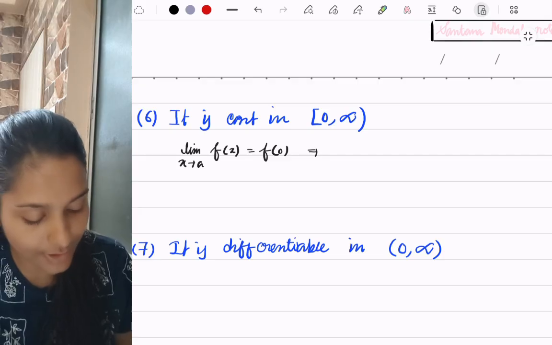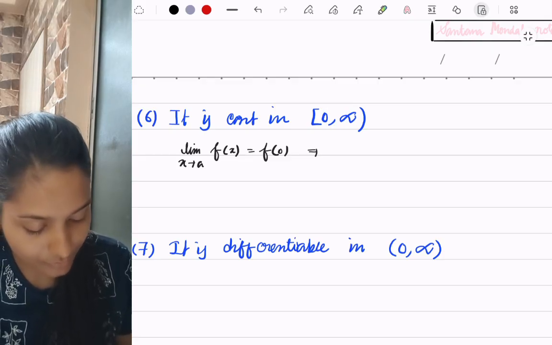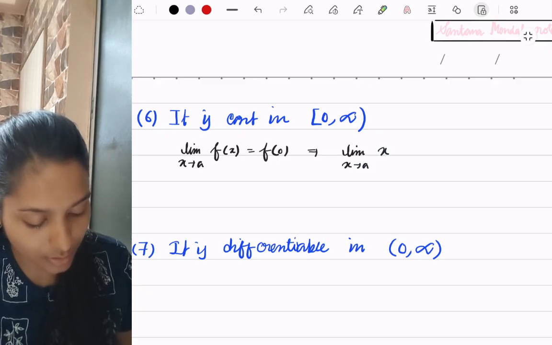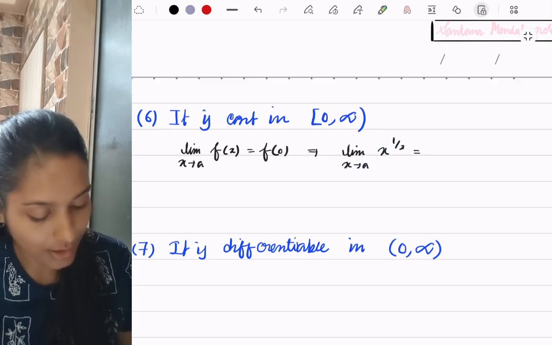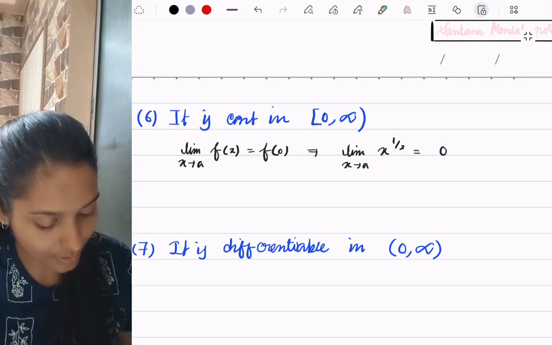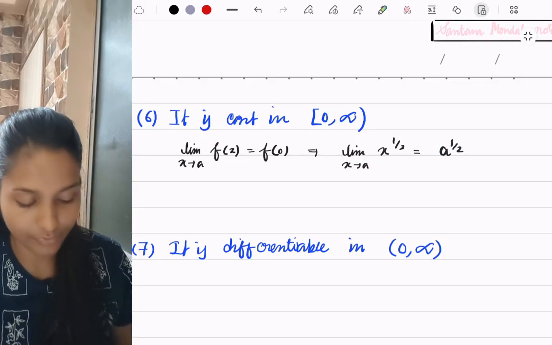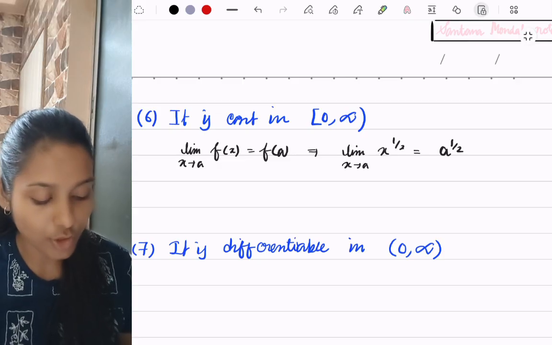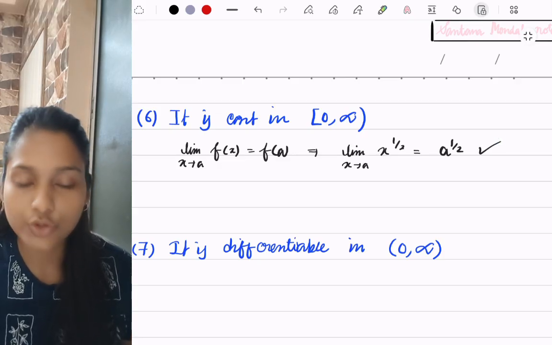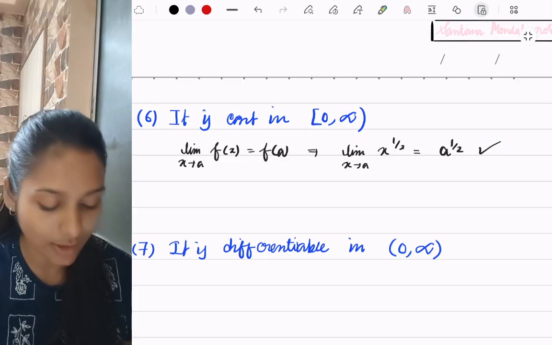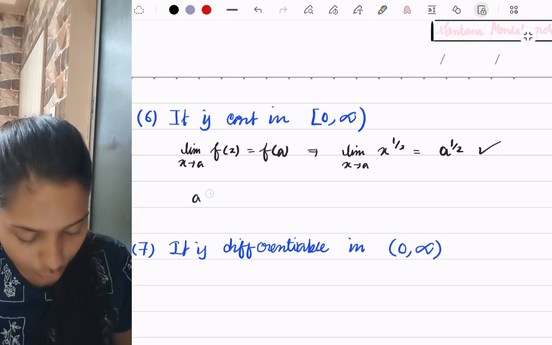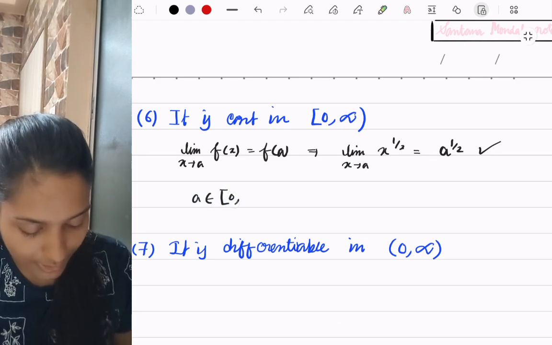So what we have here? Here we have limit x tends to a, x power half, and here we have a power half. Okay, so that must be, if a, so a power half. So left hand side equals right hand side for any a in its domain. So a must belong to 0 to infinity.